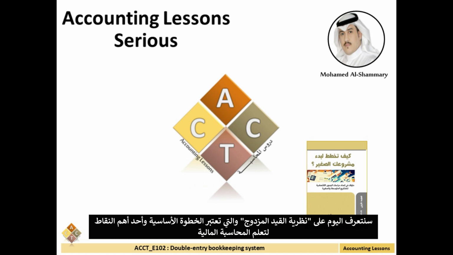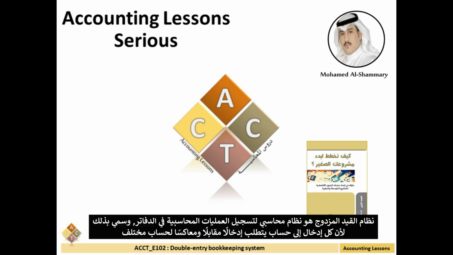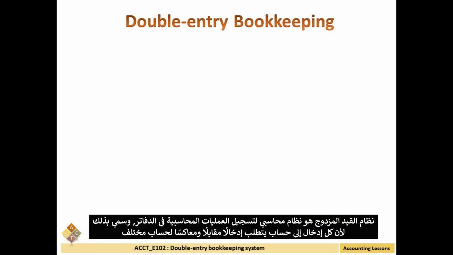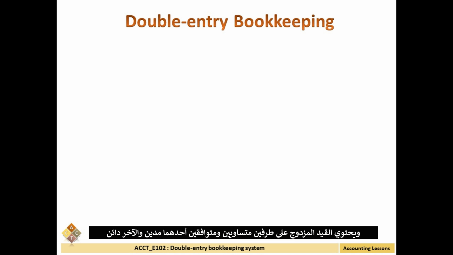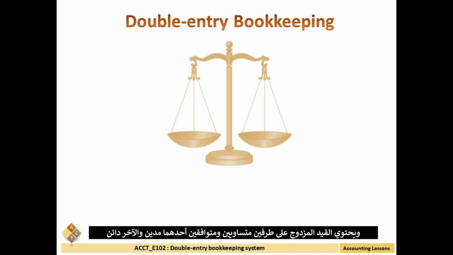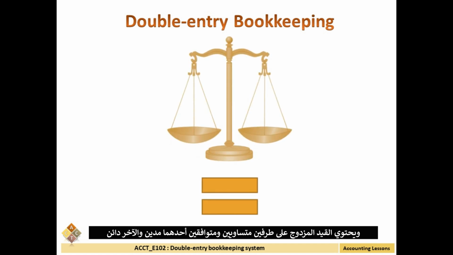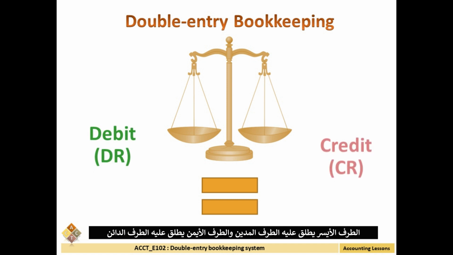Today we will learn about double entry bookkeeping, which is the most important point to learn financial accounting. Double entry bookkeeping in accounting is a system of bookkeeping so named because every entry to an account requires a corresponding and opposite entry to a different account. The double entry has two equal and corresponding sides known as debit and credit. The left hand side is debit and the right hand side is credit.